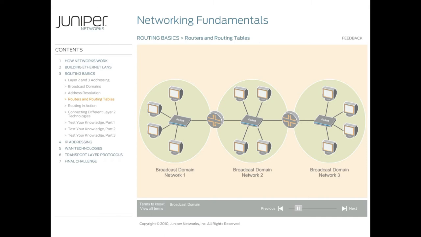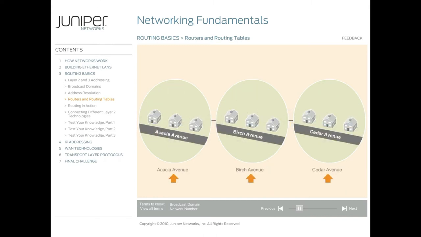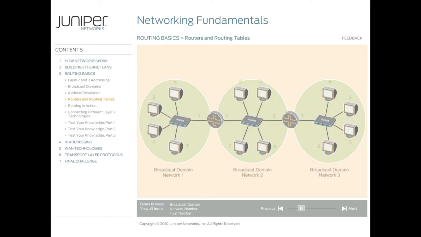Within a group of interconnected networks, each network or broadcast domain must have a unique network number, just like a street name must be unique within a city. Each host on a network must have a unique host number, which is similar to a house number. Just as the same house number might be found on different streets, the same host number can be used on different network numbers.